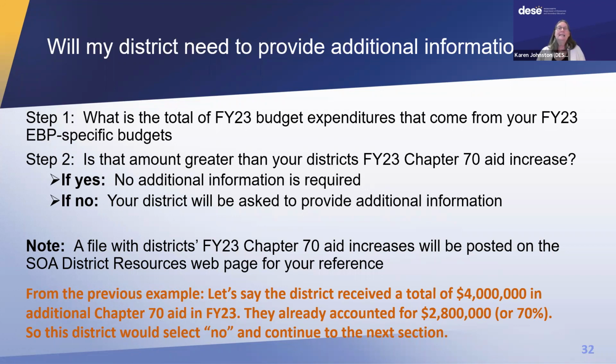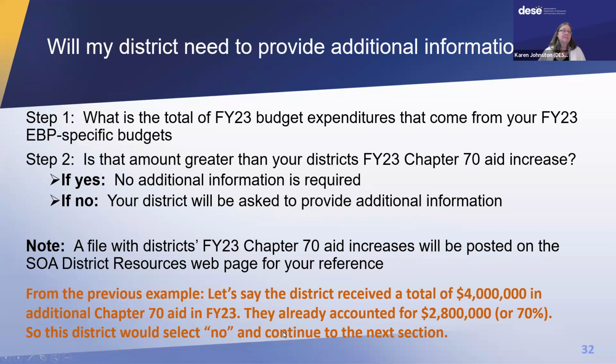And then determine, is that amount greater than your district's FY23 Chapter 70 increase? If the answer to that is yes, you're not going to need to provide us with any additional information, and you will automatically go to the next section of the template. If the answer is no, your district will be asked to provide some additional information to help provide a snapshot of how those additional funds are used.